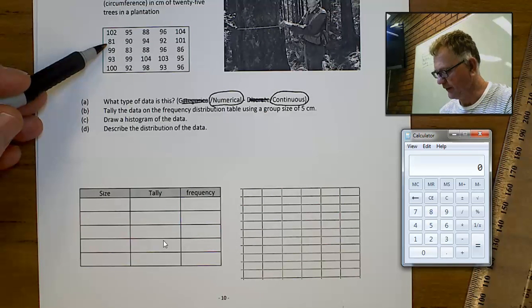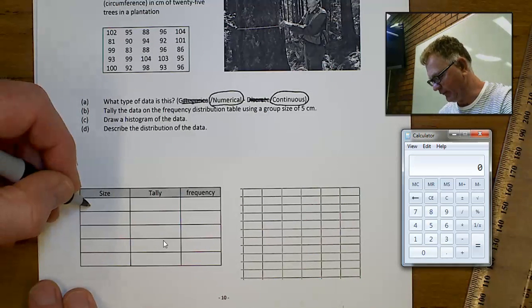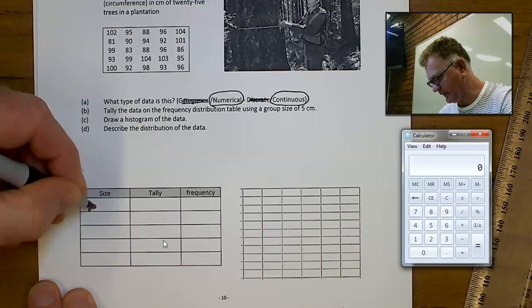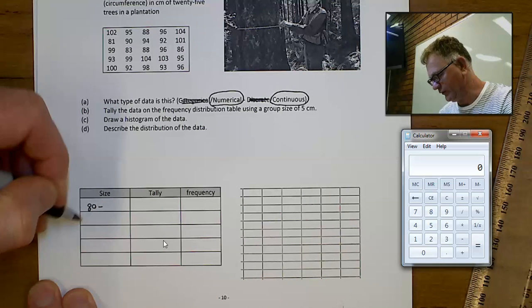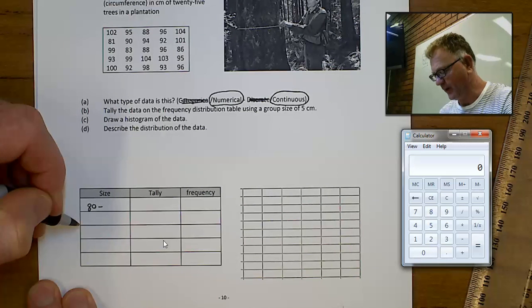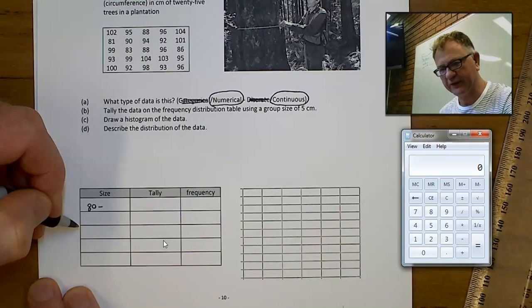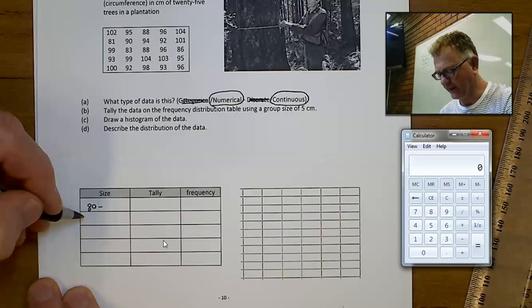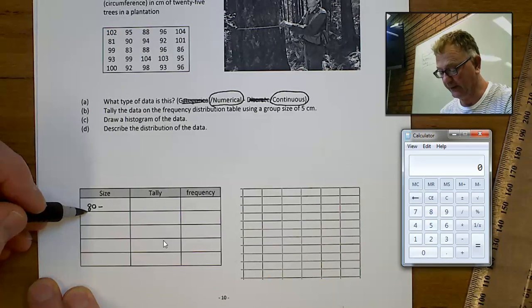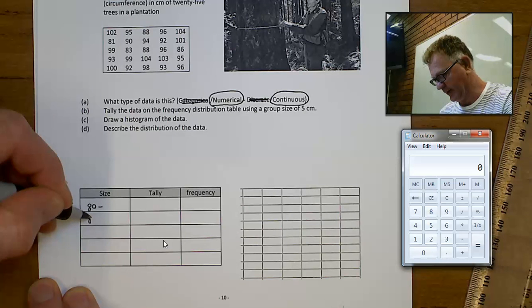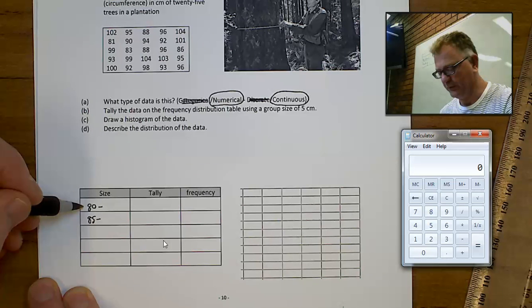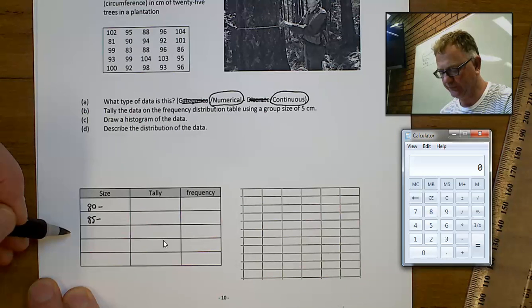So we'll make our first group go up from 80 all the way up to 85, but not including 85. Now there are a number of ways you can actually write that. You could just write 80 dash, and then the next group 85 dash. That would mean 80 and all the way up to 85, not including 85.